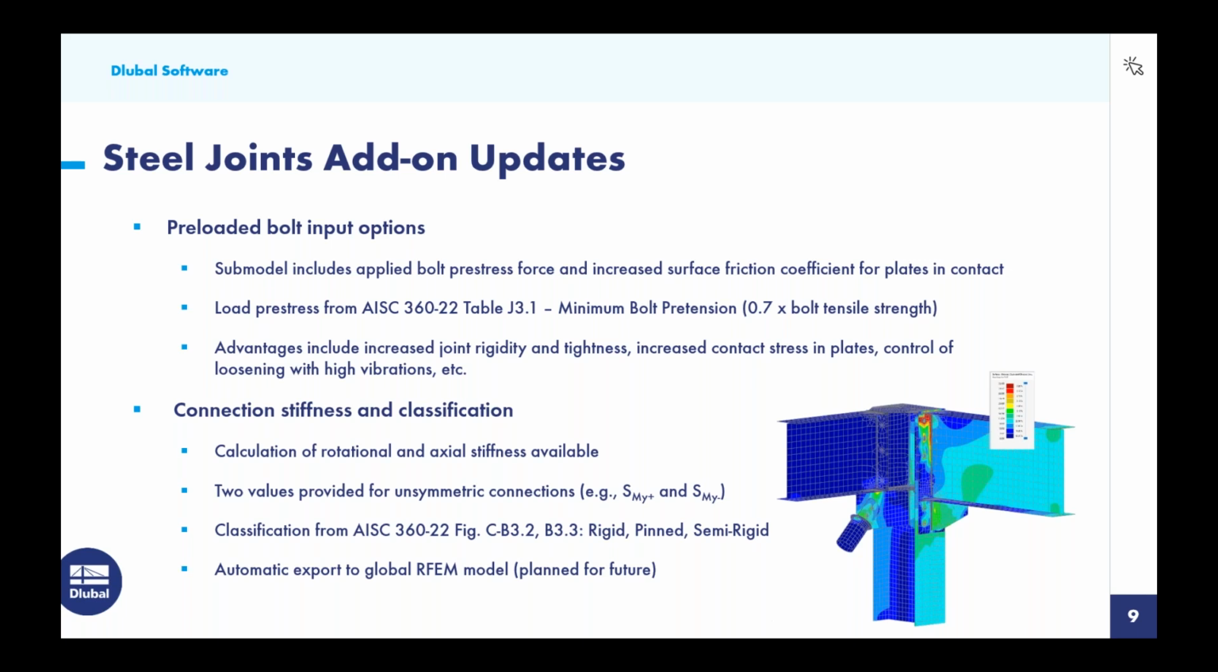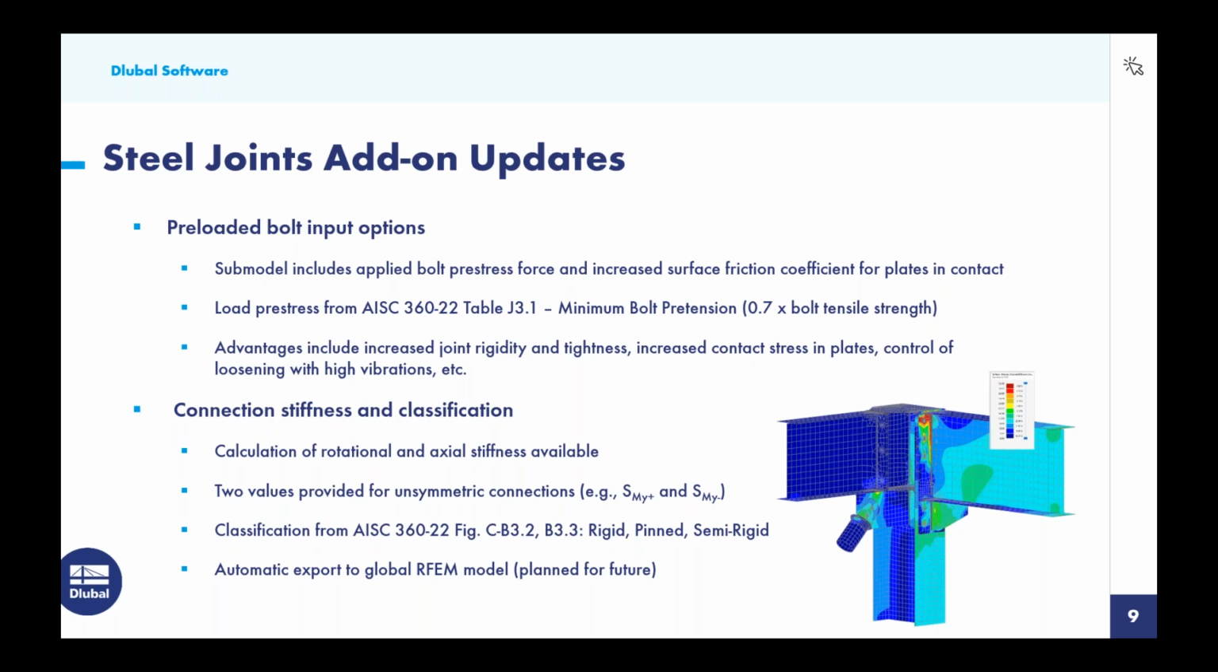So the advantages of a preloaded bolt or slip critical connection really increases the joint rigidity and tightness. Also, we're going to see that increased contact stress in the plates before additional loads have been applied. If we have a high vibration environment, we're obviously going to see better control of the loosening of the connection and other benefits. We also now calculate the connection stiffness and further classify this.